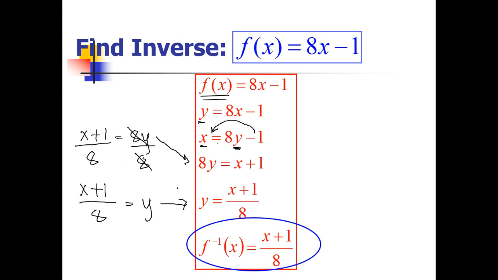Pero sabi nga po dun sa procedure, we will be changing also the notation. Okay, from y, since inverse na po ito, na po yung pinakagagamitin po natin na function notation. We have f raised to negative 1 of x is equal to x plus 1 over 8. Okay, so this will be the inverse of f of x is equal to 8x minus 1. Okay, so ganun lang po yung gagawin natin pagdating po kay inverse.